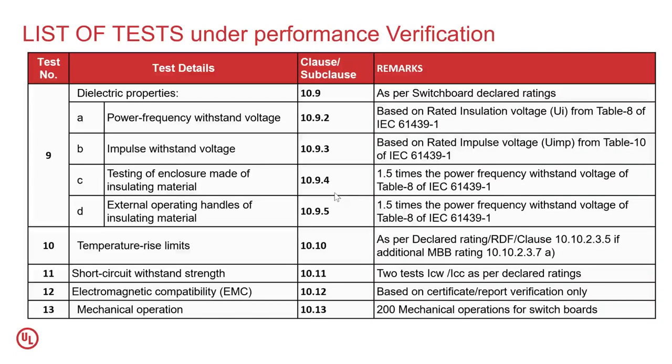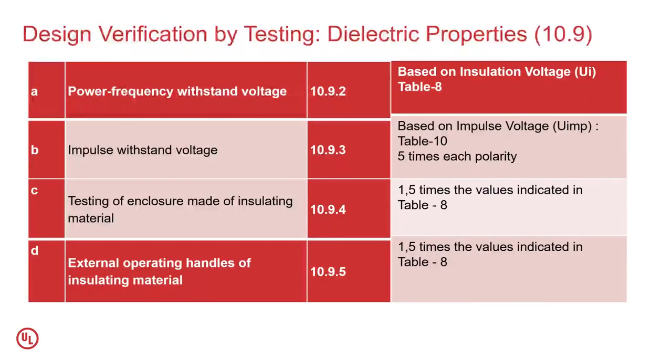Basically, in dielectric properties, as I mentioned in earlier slides, the insulation voltage of the switchboard plays a very, very important role in considering the power frequency withstand voltage rating. Means, for example, table 8 of the IEC 61439 gives the value for the dielectric test voltage. Example, Ui starts from 60 volts to 1000 or 1500 volts. There is a test in DC or test in AC also. If you refer to table 8, it talks about the test required for dielectric test, that is 10.9.2.